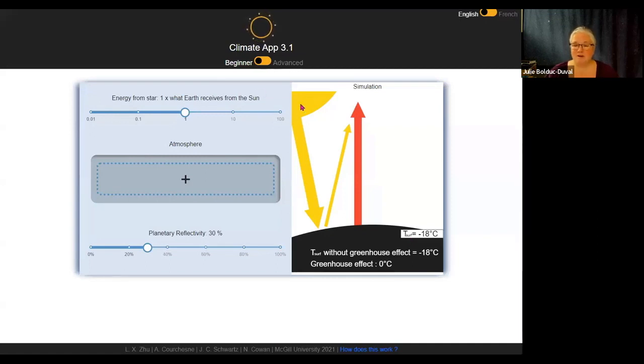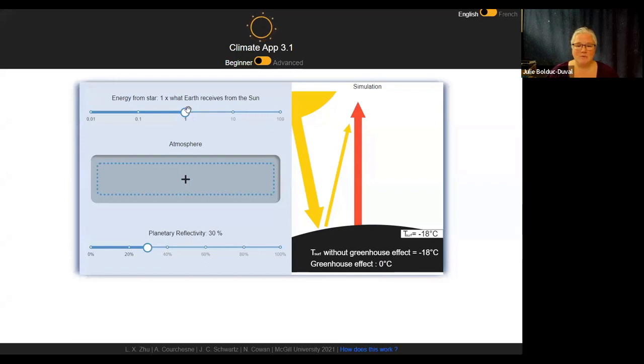So here we have the star or the sun and the light that the planet receives. Part of it is reflected, part of it is absorbed, and part of what is absorbed is re-emitted as infrared light. And you can see here the temperature at the surface, minus 18 degrees right now. And the greenhouse effect is 0 degrees. It just means that this is the same. You'll see later when we add the atmosphere, what the temperature would be like without the greenhouse effect will be different. And then we'll be able to say that the greenhouse effect increased the temperature by 20 degrees, for example.